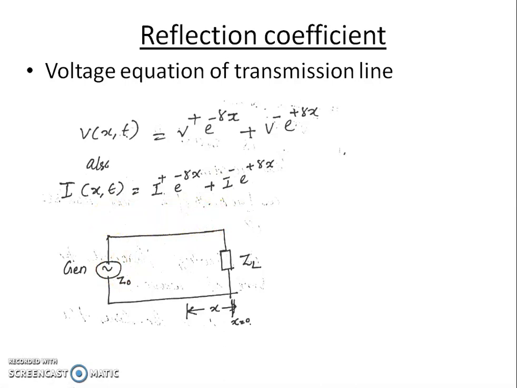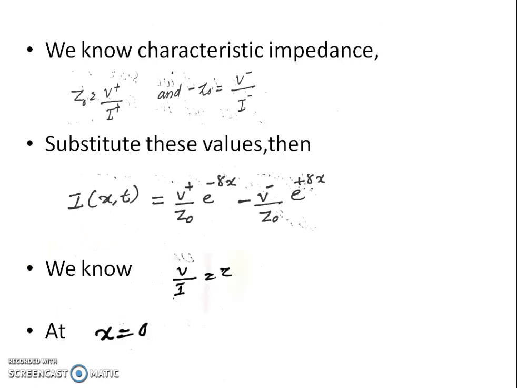In the next step I want to find out the relation between the voltage and current in a transmission line. We know the relation for the characteristic impedance. The characteristic impedance Z0 is found using this relation: Z0 is equal to V plus divided by I plus in the case of plus Z0, and in the case of minus Z0 it is V minus divided by I minus.